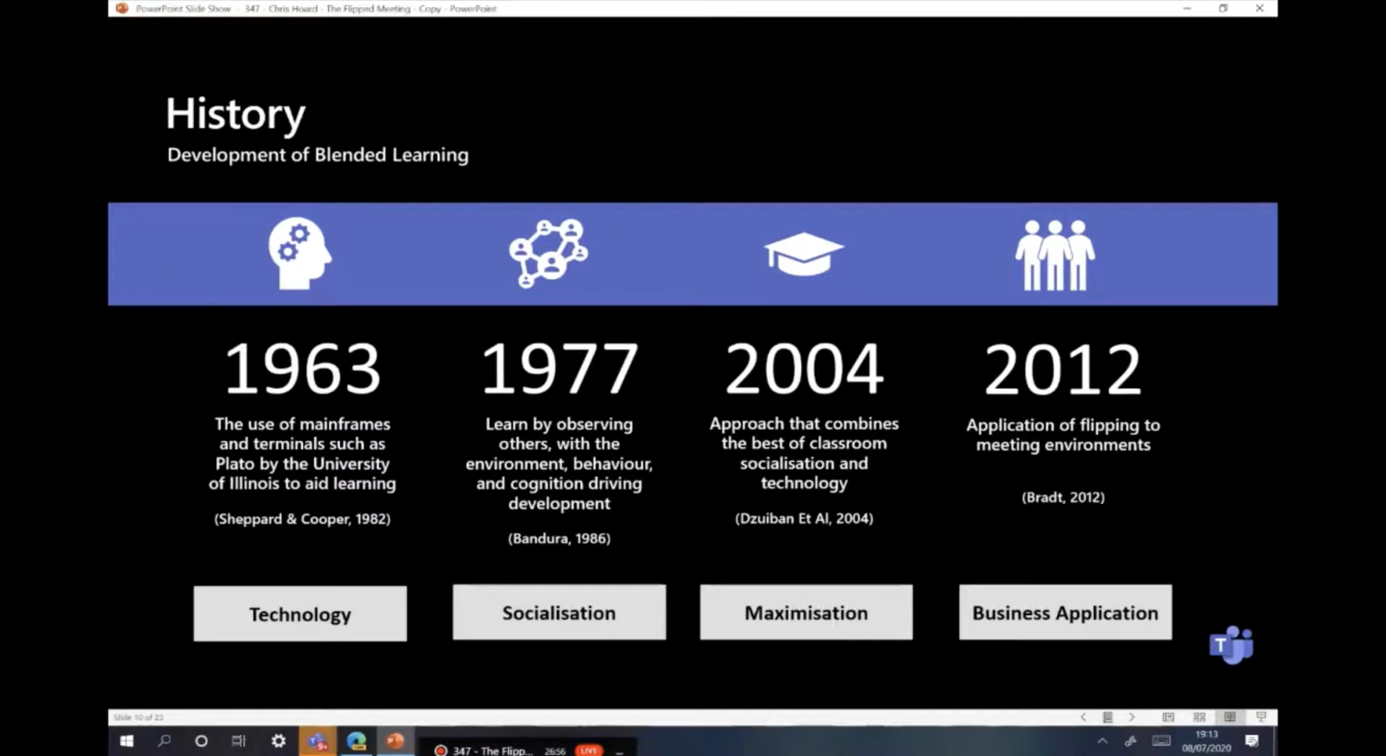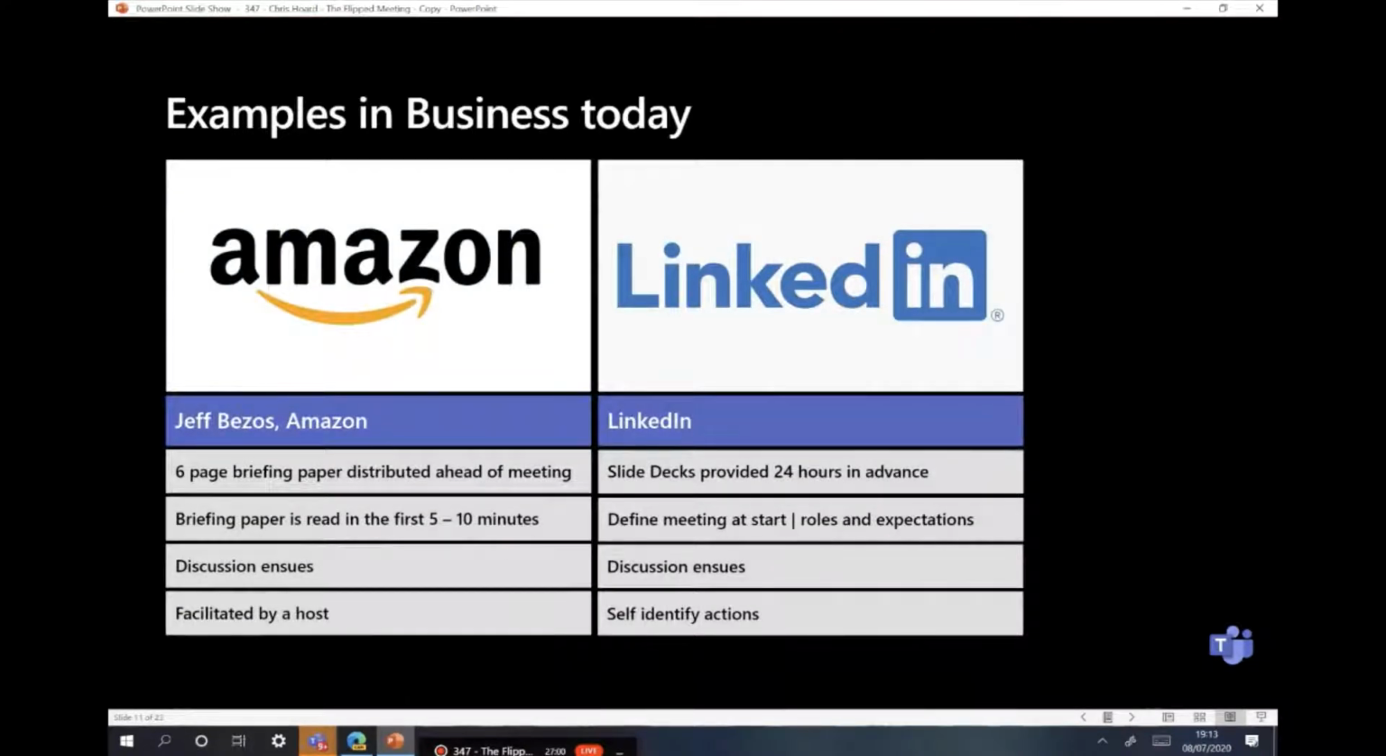Some very visible examples: the first is that Jeff Bezos at Amazon uses the flip meeting for the majority of his meetings. What he actually does is he distributes a 6-page briefing paper ahead of that meeting. That briefing paper is expected to have been read, or is read in the very first part of the meeting. The discussion and the decision making then ensues, and that is all facilitated by a host. That host is not lecturing, is not teaching or imparting information to those individuals, but is facilitating the discussion and the collaboration after the users have read up on the briefing.